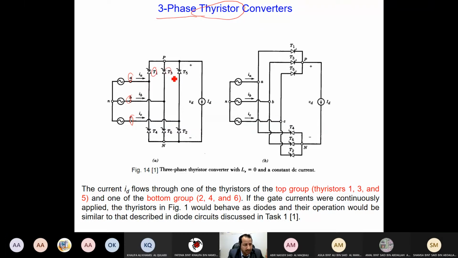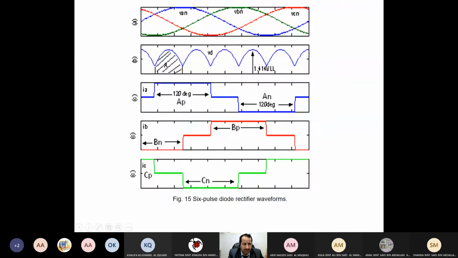And as you know, thyristors 1, 3, and 5 will conduct the positive part, the current will flow here, and the return will be the negative part through either T2, 6, or 4. It is the same discussion as for the diode.